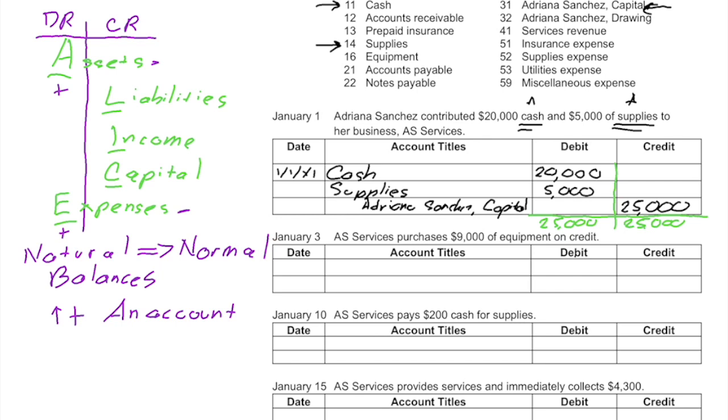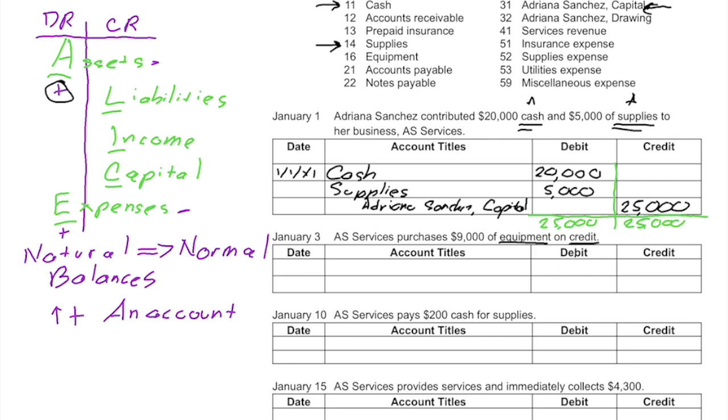Let's go ahead and move on to the second one using that same process. AS Services is the name of the business, purchases $9,000 of equipment on credit. So we evaluate it. What happened here? The business purchased some equipment. That means we're going to expect our equipment account to go up. What is equipment? Well, equipment is going to be an asset, so we know that it is going to be a debit that brings it up. When we look over at our chart to the left, assets are brought up with a debit.